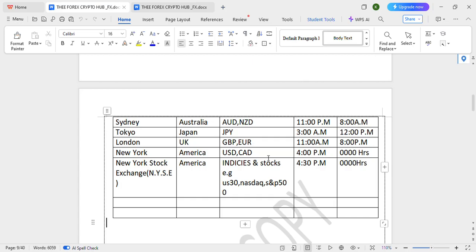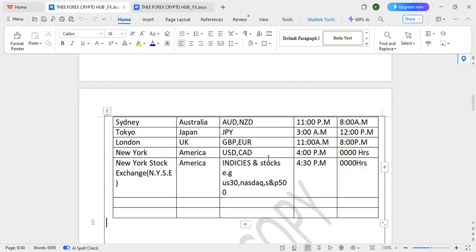The other session is the London session, and as you know, London is in the United Kingdom or the UK, and during this time you can trade best the GBP pairs, that is the Great Britain pound pairs, whether the Great Britain pound is the base or the quote, as well as the euro related pairs.